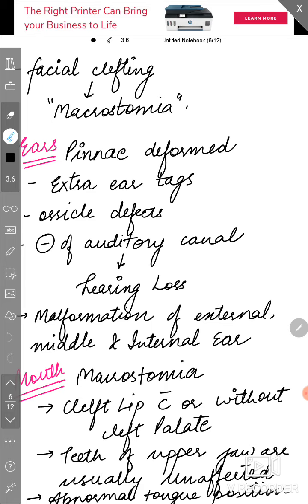Facial clefting is due to lack of fusion of maxillary and mandibular process. So there will be the macrostomia. Okay, large mouth, because there is a failure of fusion of maxillary and mandibular process.